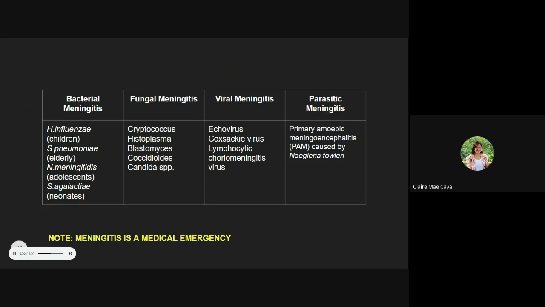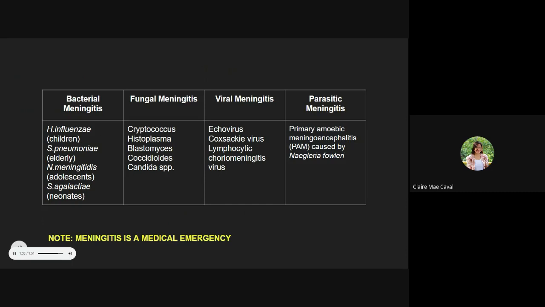Next is fungal meningitis. These are the causative agents that will cause fungal meningitis. This is Cryptococcus neoformans. You also have Histoplasma, Blastomyces, Coccidioides, and Candida. For viral meningitis, you have echovirus, Coxsackie virus, and lymphocytic choriomeningitis virus. These are only a few of the causative agents listed. Viral meningitis is also referred to as aseptic meningitis because in about 50% of the cases, the pathogen cannot be identified.